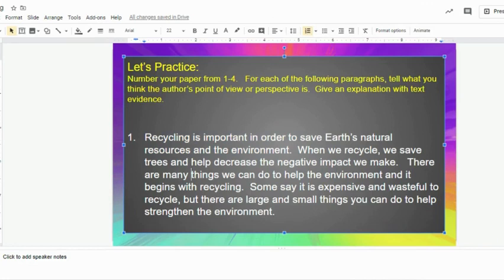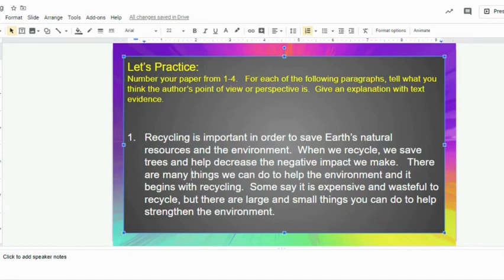We can also tell, if we wanted to even talk about author's purpose like we did last week, PIE, we could say that not only is this author's point of view that recycling is a good thing and it's important, but their purpose was to persuade us into believing what they believe and to give us information about recycling. Because when an author says it is important in order to do something, and then down here there are some things you can do to help, that's persuasive.